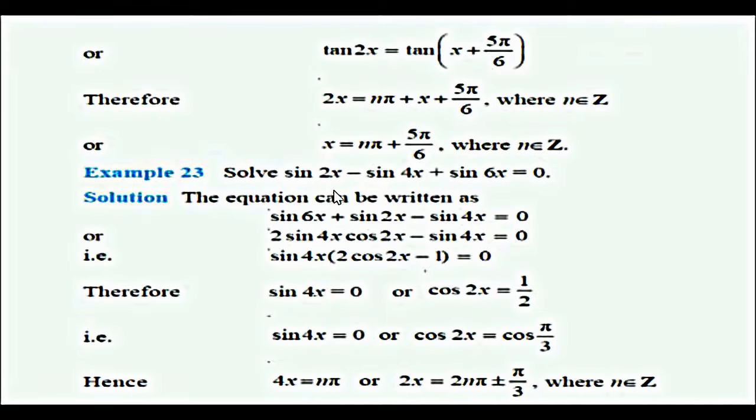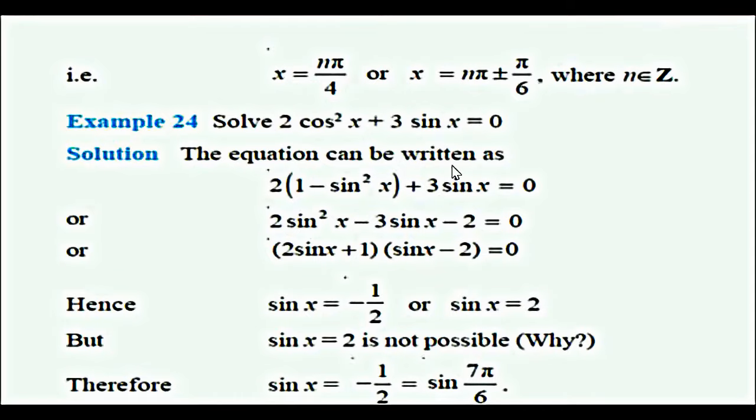Next is example 23. We need to solve sin 2x minus sin 4x plus sin 6x, we have already done this, plus 2 cos square x plus 3x, 3 sin x is equal to 0. Now we have sin x here. We have cos square x here.